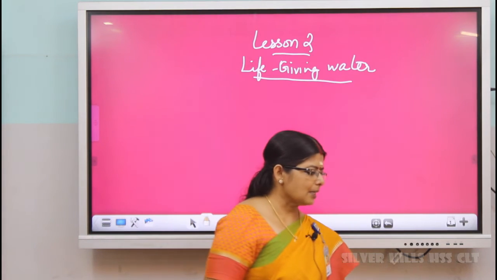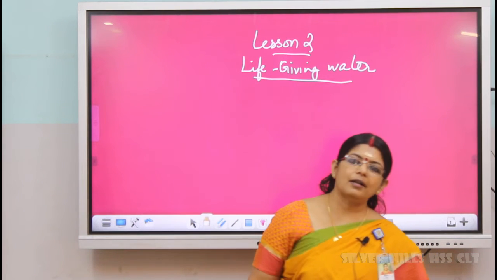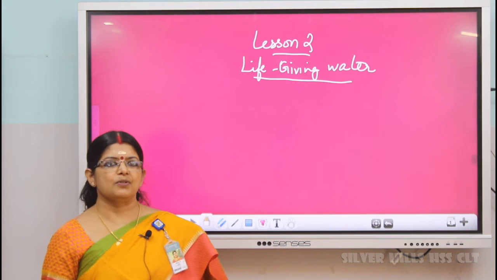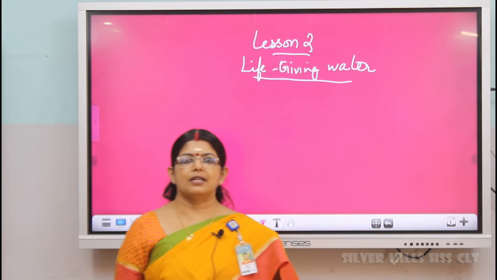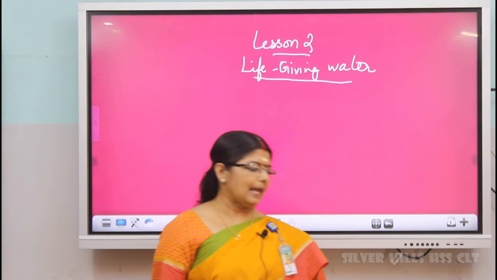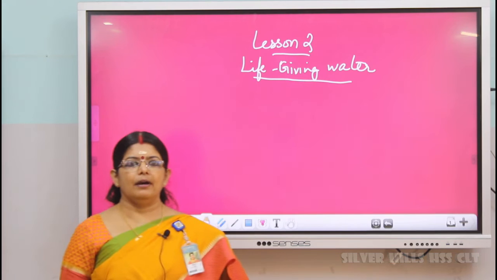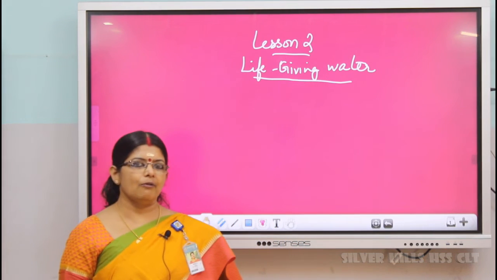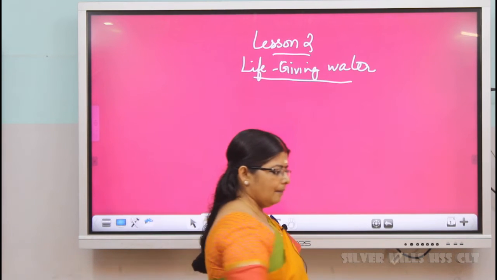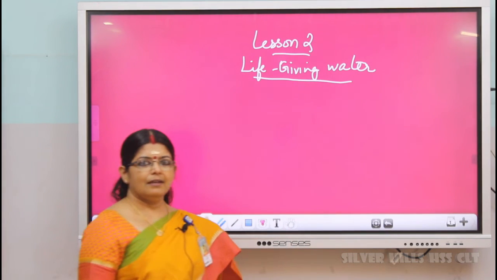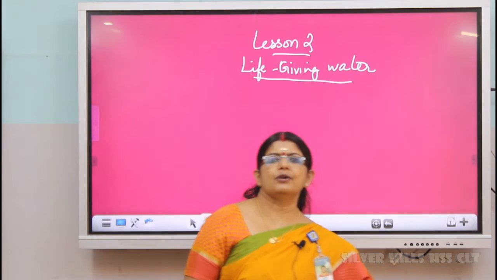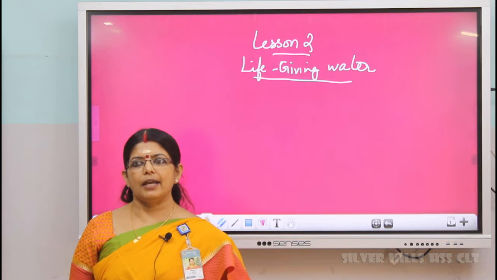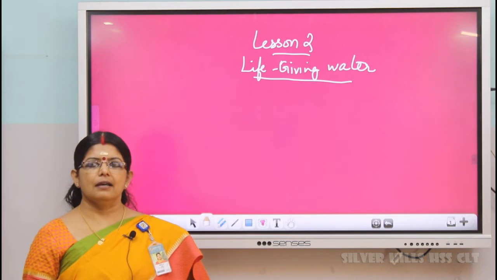Then there are substances which do not dissolve completely in water. They are known as insoluble substances. For example, different types of oil, then sand, chili powder, coriander powder, all those things do not completely dissolve in water. Understood? Then there are also gases which dissolve in water. They are carbon dioxide, oxygen, etc.